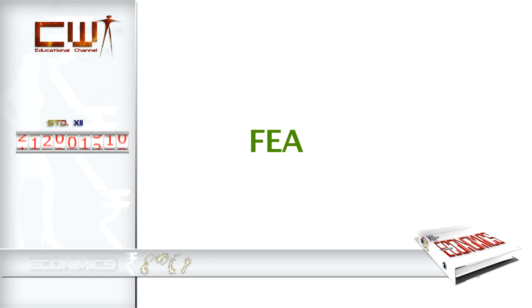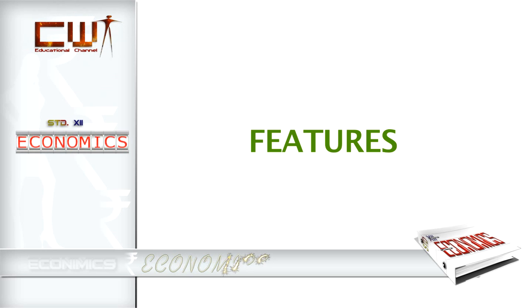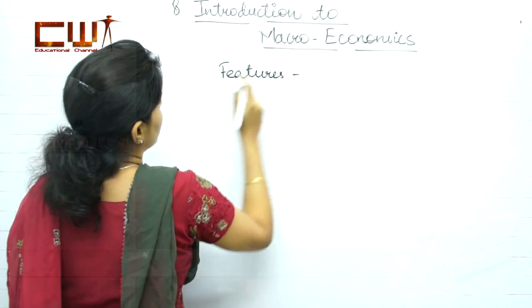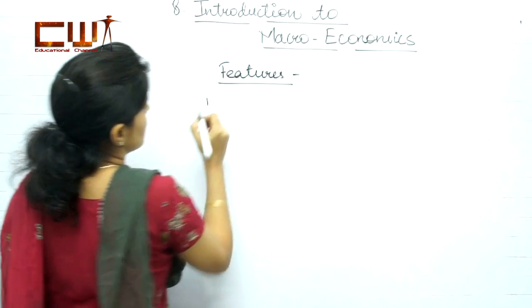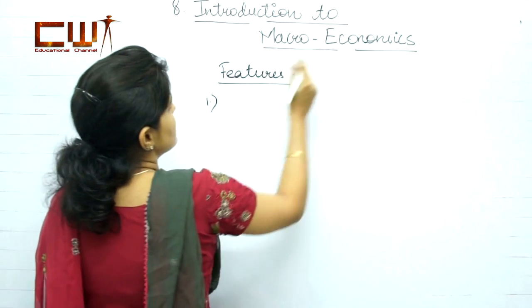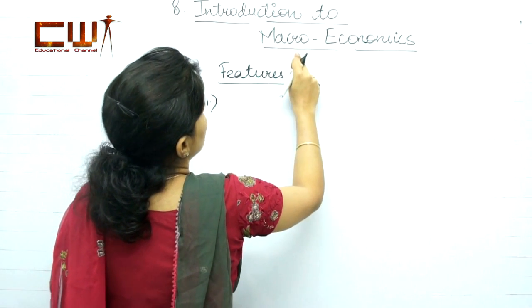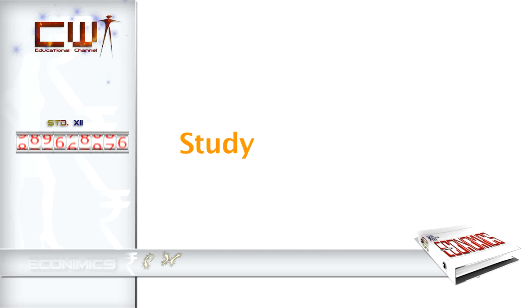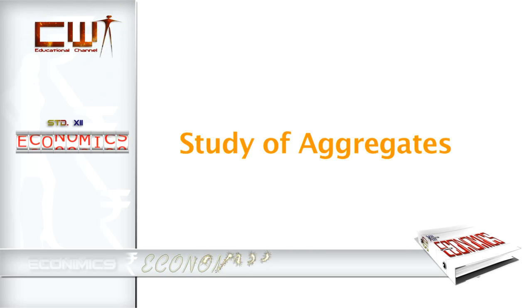Now we will study the features of macroeconomics, and then the differences between macro and microeconomics. Let us first study the features of macroeconomics. The first feature of macroeconomics is the study of aggregates. The first thing that comes to our mind when we read the term macroeconomics is the study of aggregates.